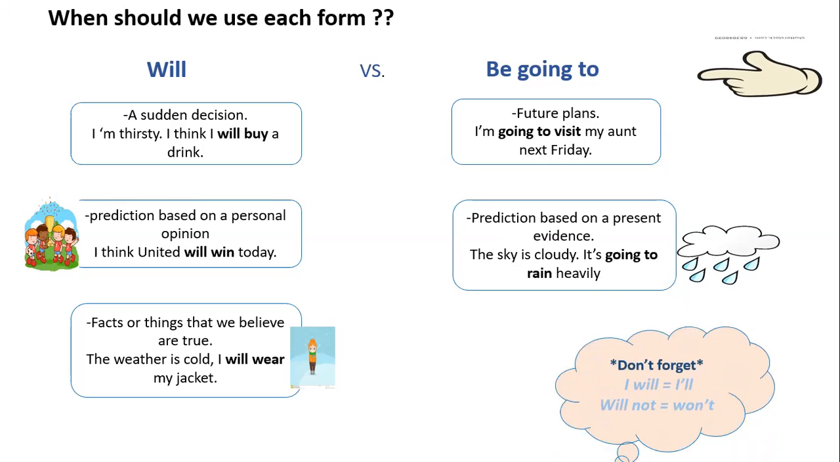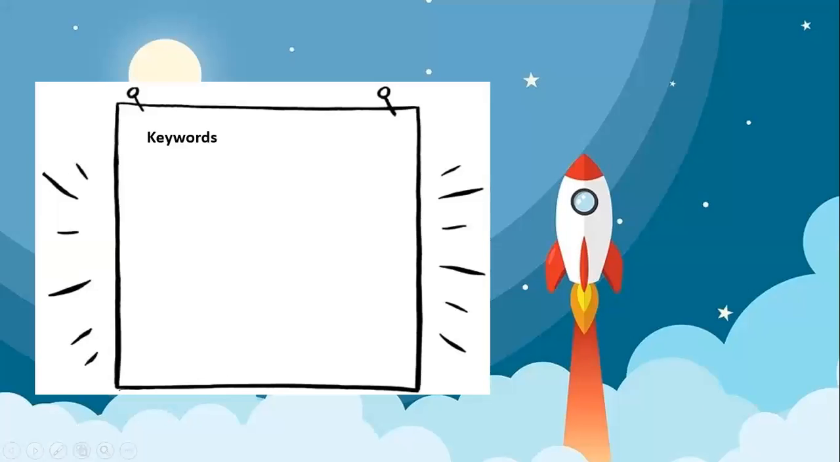Don't forget that I will equals I'll, and we will equals we'll. Will not is the same as won't. The keywords, what are the keywords that we use to talk about the future? Next, next month, next year, next week, in with any future date, tomorrow, soon, and later.